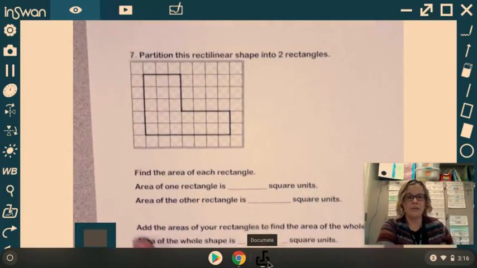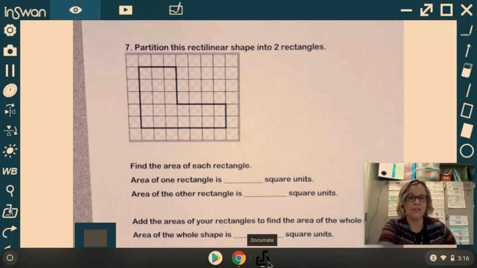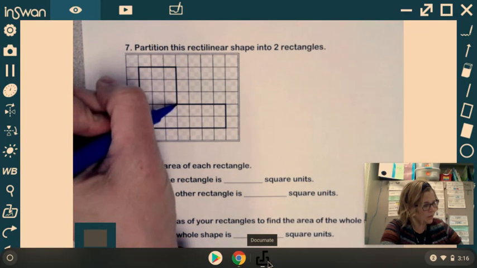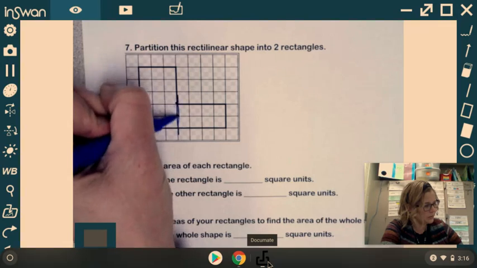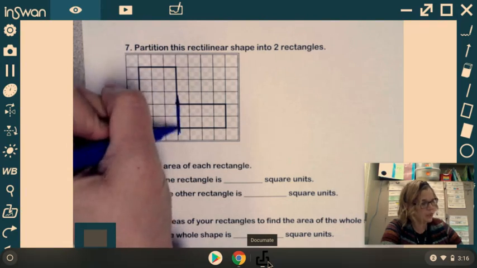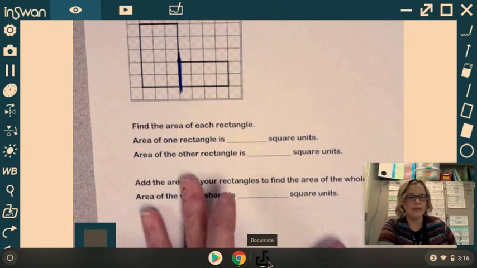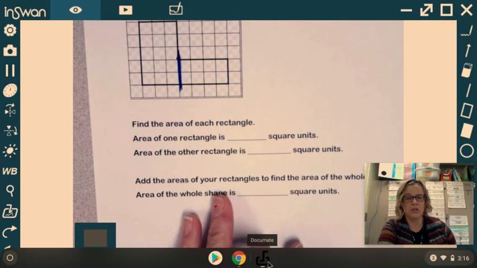All right, number 7 says partition this rectangle into 2 rectangles. So partition means to split. I think I want to split my rectangle right here. It's hard to see with my blue pen, but right there. So I now have 1, 2. It says find the area of each rectangle.